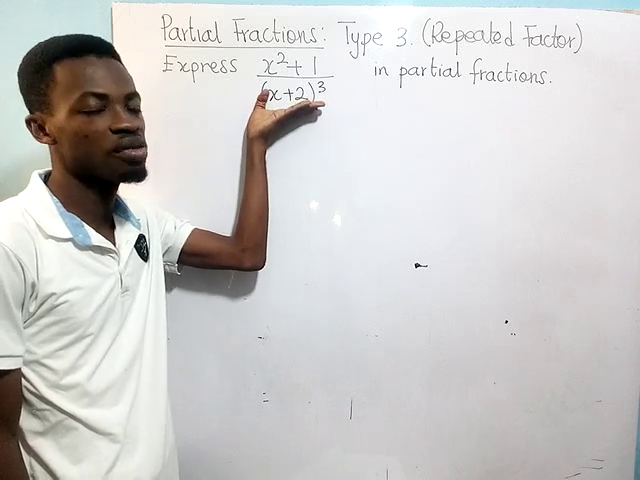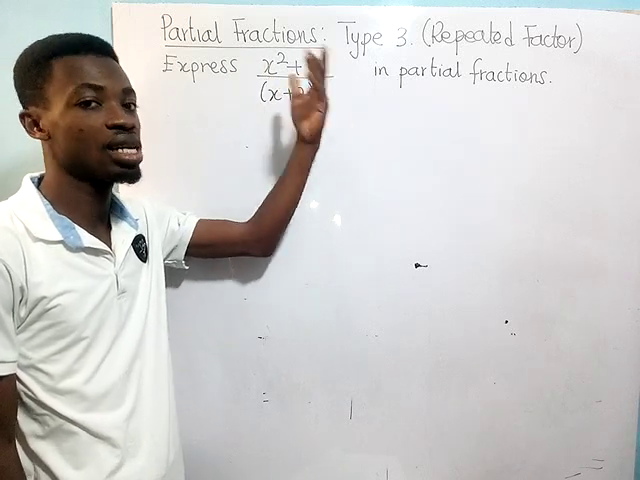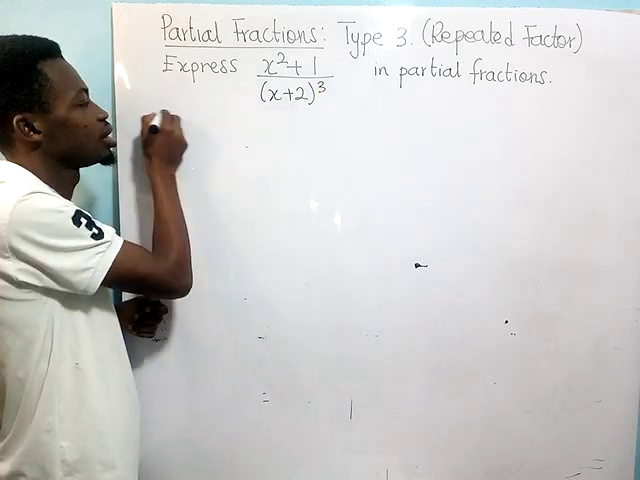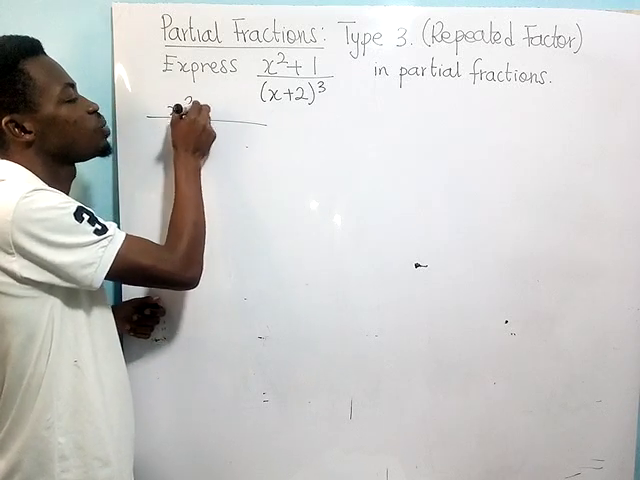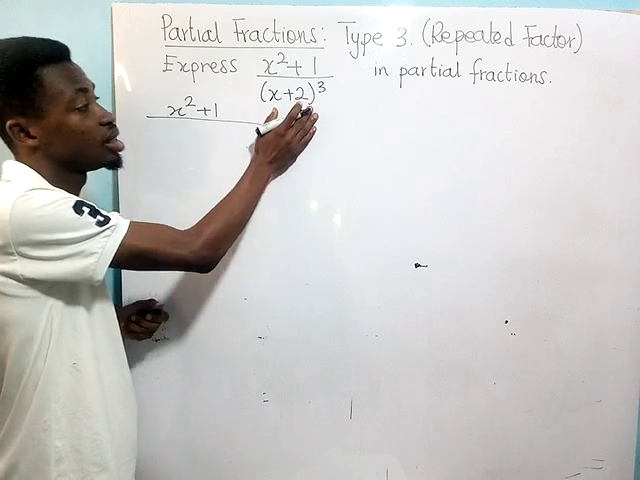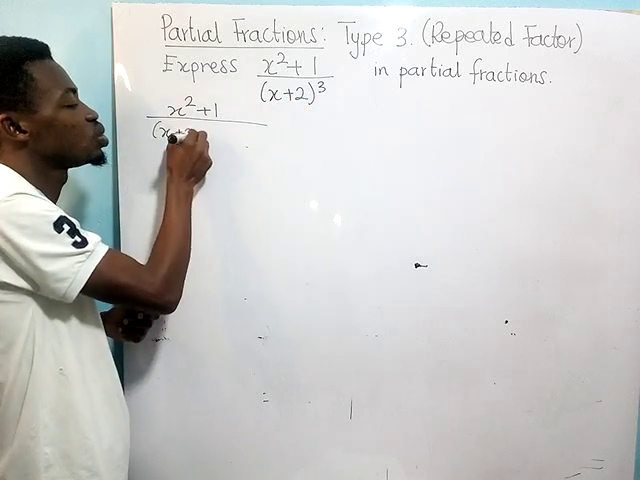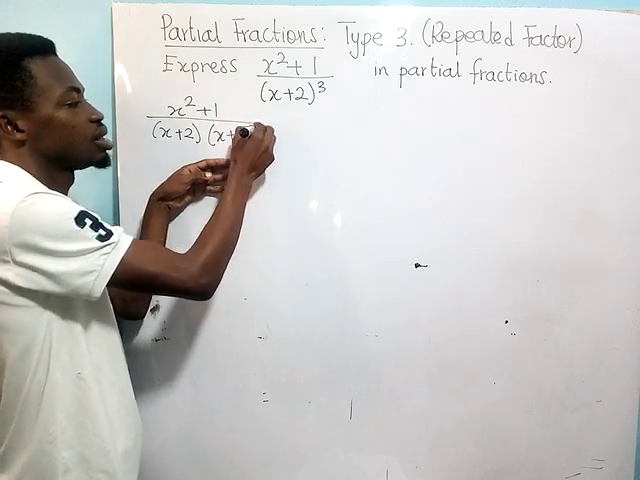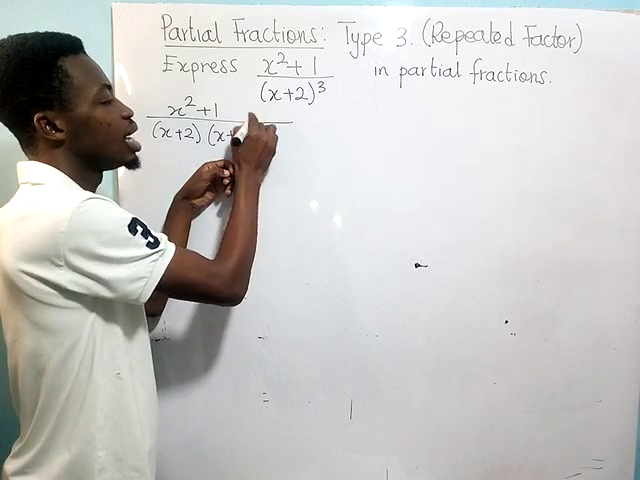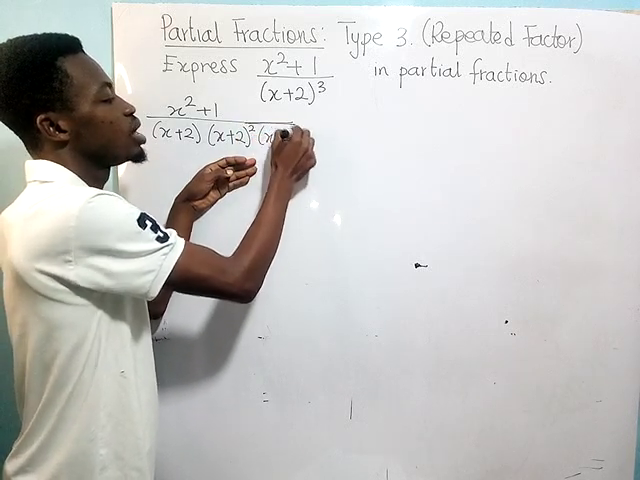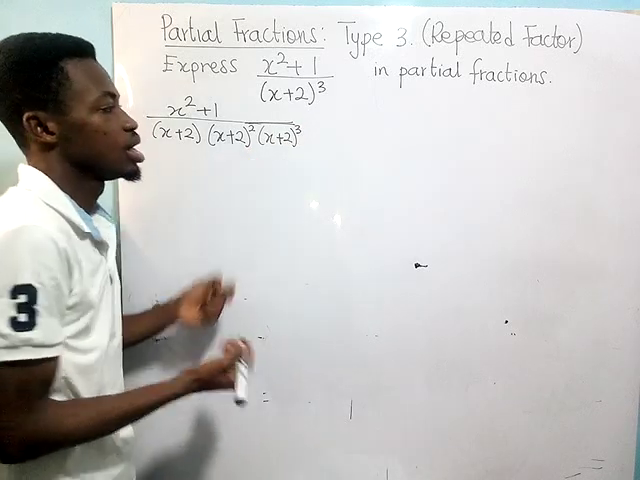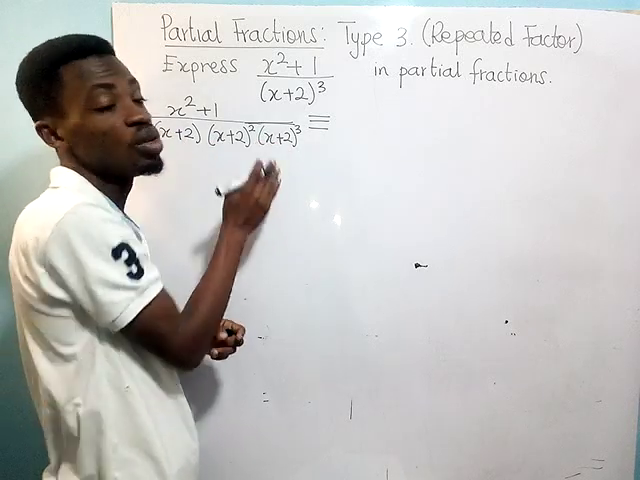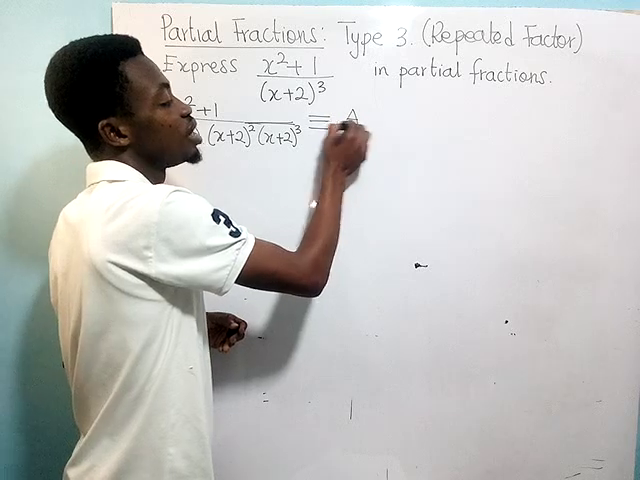In dealing with this repeated factor, we rewrite it in ascending order, beginning from the power of 1, which means that this will be written as x squared plus 1 over x plus 2, beginning at the power of 1, followed by x plus 2 to the power of 2, then x plus 2 to the power of 3. Now, as we've learned so far, we have 1, 2, and 3 denominators, so we are going to deal with 3 missing values here.